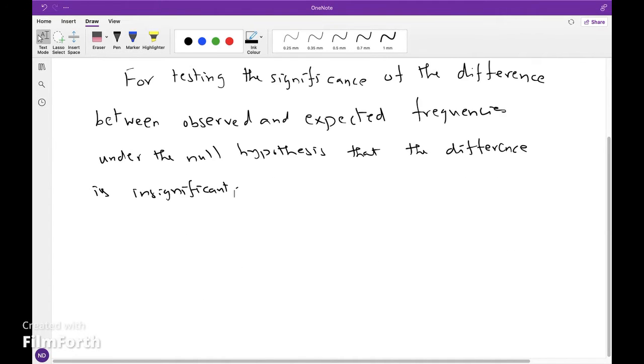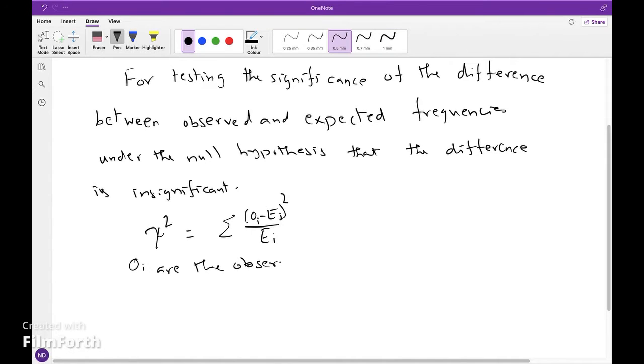Pearson has constructed the statistic chi squared equal to the summation of O minus E the whole squared by E. In general form, the summation of Oi minus Ei the whole squared by Ei, where Oi are the observed frequencies and Ei are the expected frequencies.